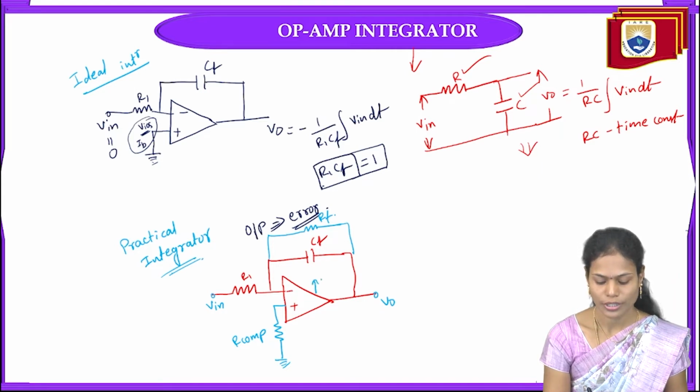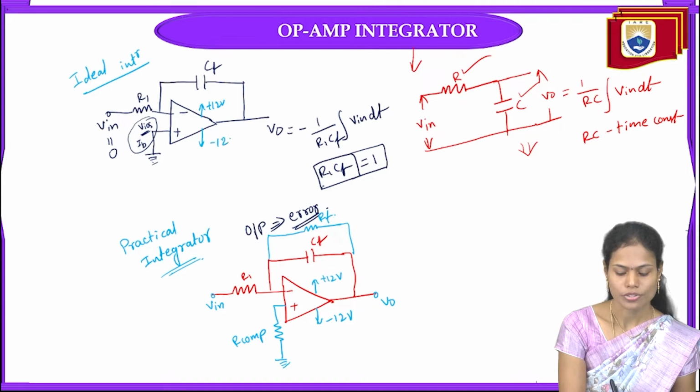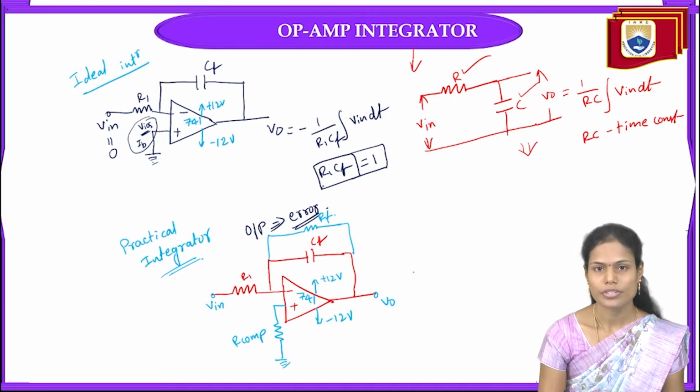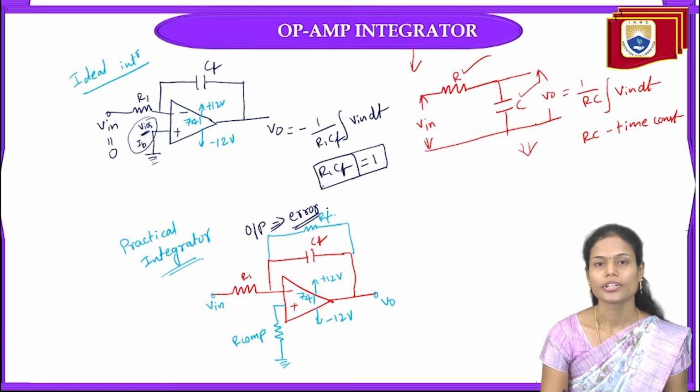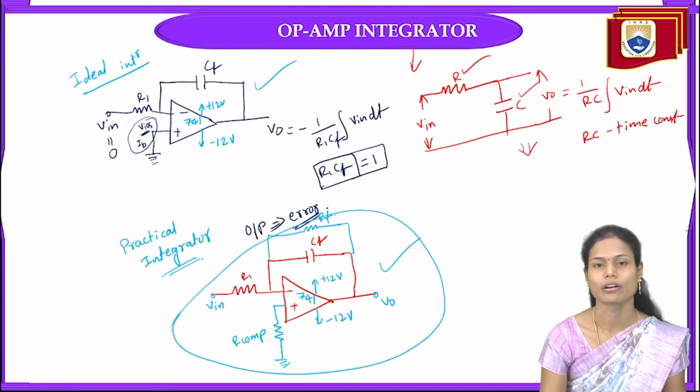Here we need to provide plus 12 volts and minus 12 volts, and here also plus 12 volts and minus 12 volts. It is the 741 operational amplifier. When we are designing this integrator circuit using the operational amplifier, we call it the active integrator circuit. Why? Because the active element op-amp we are using along with the passive elements resistor and capacitor. That's why it is called the active ideal integrator, active practical integrator circuit. In most cases, while solving problems, we will utilize this practical circuit only, not the ideal.